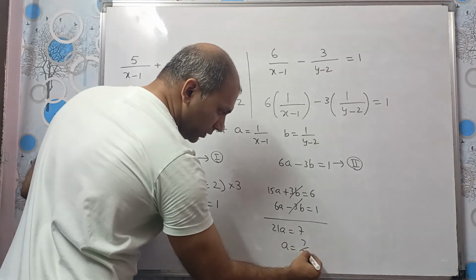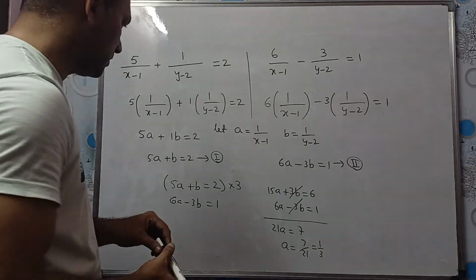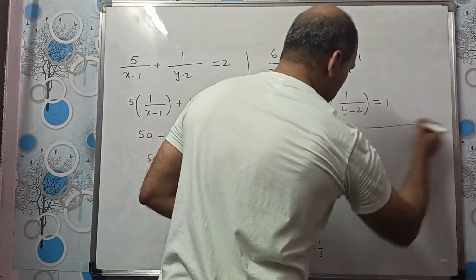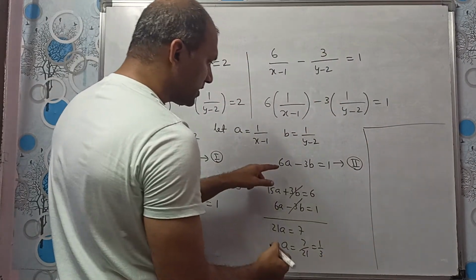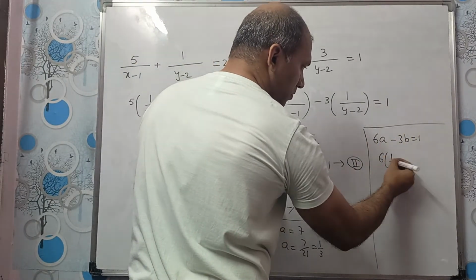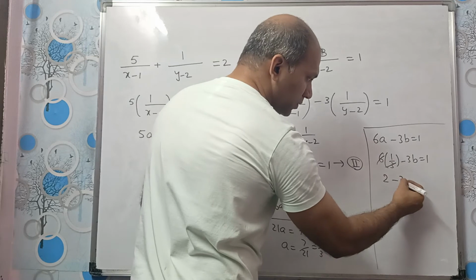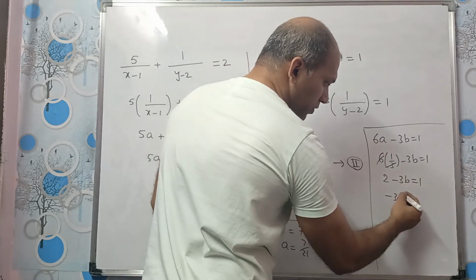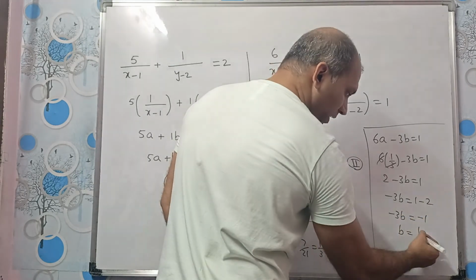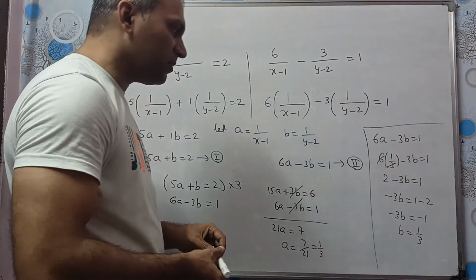So a will be 7 by 21, it is 1 by 3. So we got the value of a as 1 by 3. Where should I solve this now? Let us substitute 1 by 3 here in 6a minus 3b is equal to 1. So 6a is 6 by 3, which is 2. Minus 3b is equal to 1. 2 goes on the other side, it is 1 minus 2, minus 1. So b will be minus 1 by minus 3, that is 1 by 3. So both a and b are 1 by 3.